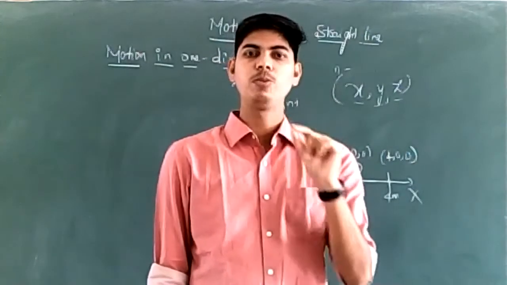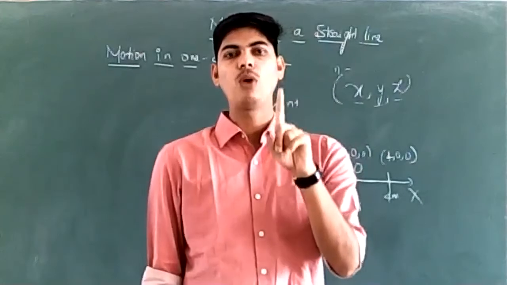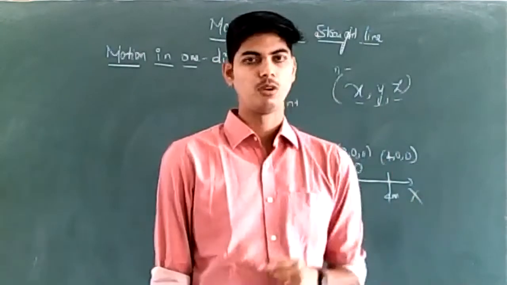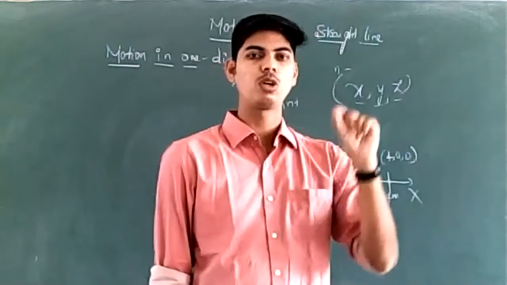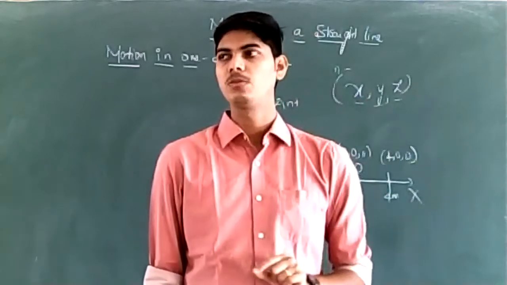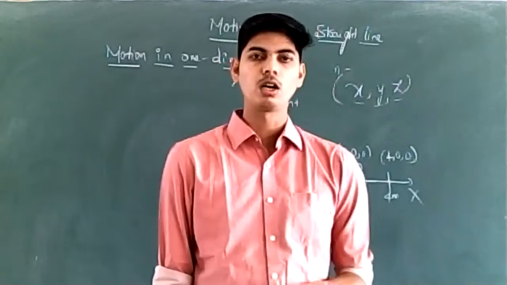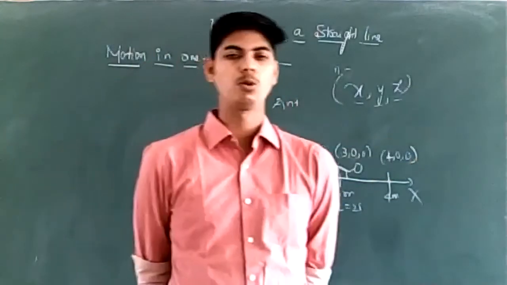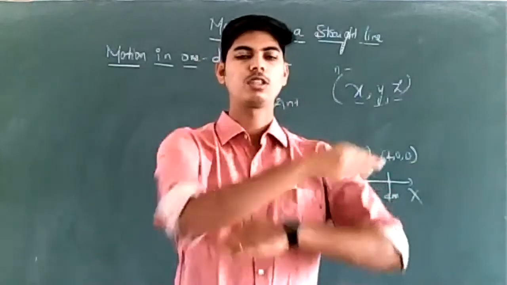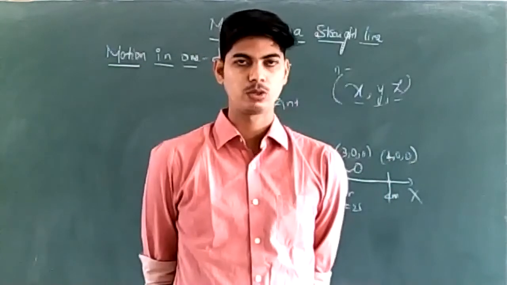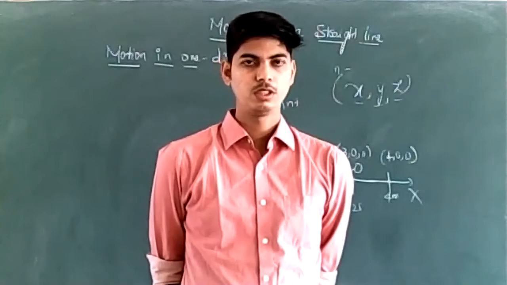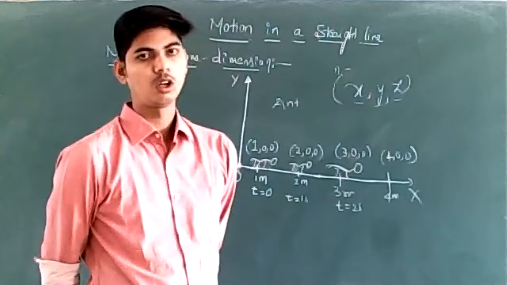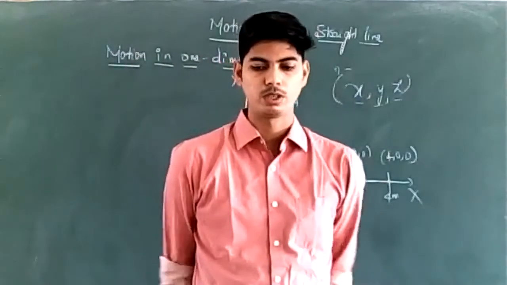An object is said to be in one dimensional motion if only one position coordinate changes with time. If a particle has only one position coordinate changing with time, we say that object is in one dimensional motion. Or you can just say an object moving along a straight line is in one dimensional motion. Motion of an object along a straight line is called one dimensional motion. Is it clear?